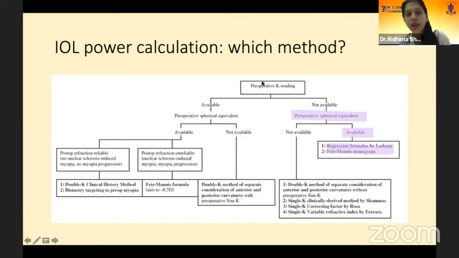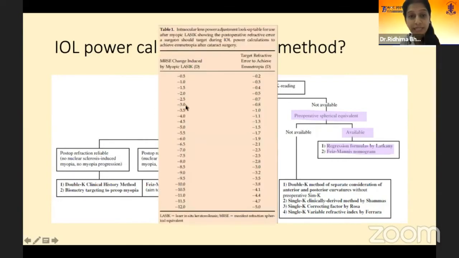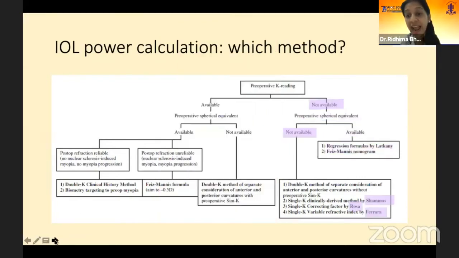And coming to if the preoperative K is not available, but you knew the amount of refraction that the patient had, there are nomograms like this. Like if you know that, okay, a 5 diopter treatment has been done for myopia, then you target a minus 1.5 in the targeted refraction after cataract surgery. And if no history at all is available, then we have formulae like the Shammas, the Rosa, the Ferreira.